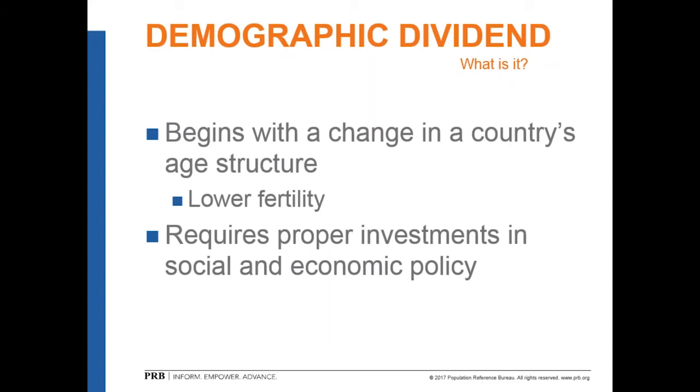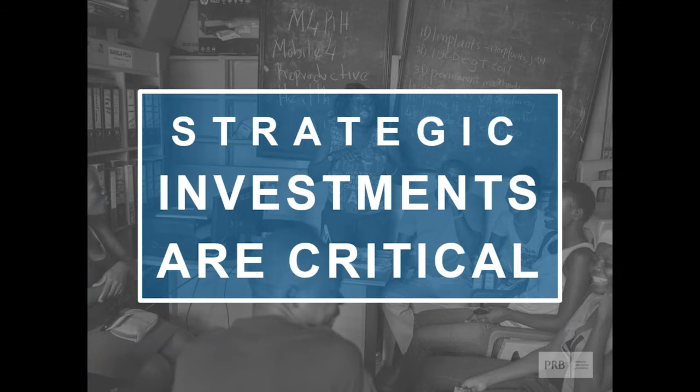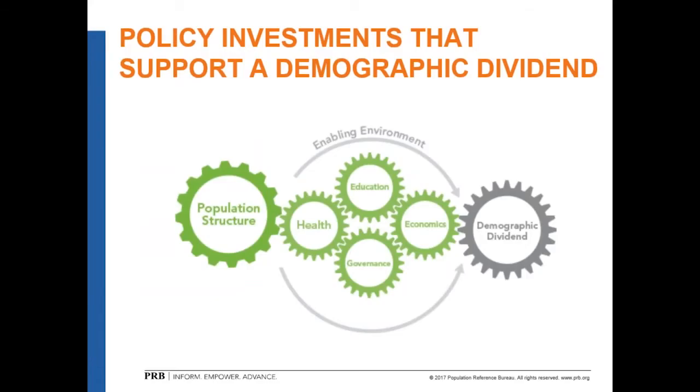Lowering fertility through family planning changes the size of the working age population so that it grows relative to the total population. And this means that there are more adults in the labor force per child and more resources available to families to invest in health, education, nutrition, and well-being of children. But the change in the age structure alone isn't enough. Strategic investments are critical. The demographic dividend doesn't happen on its own.